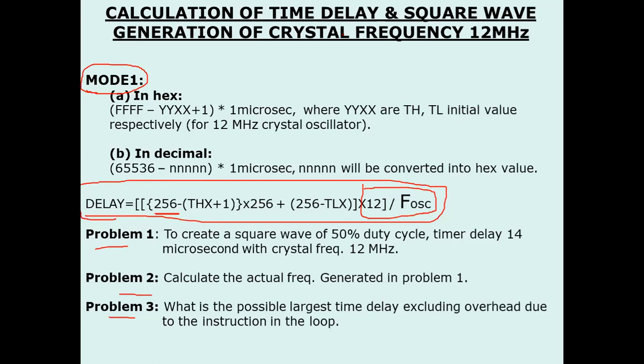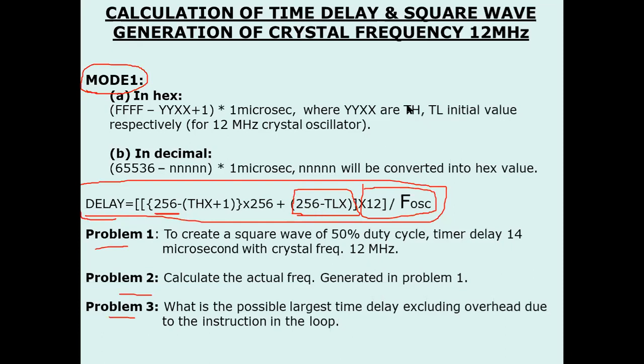Okay, so 0 to 255. So 250 to 255, that is 6 counts. So this will be the difference between 256 and the content of the TLX. If this count is completed, that means 256 is counted, this 256 counter is completed, then what will be there?